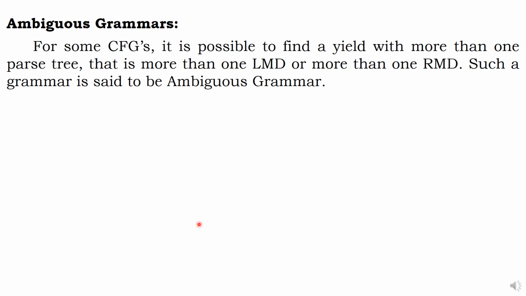What is ambiguous grammar? For some CFG, called context-free grammar, if it is possible to find a yield, meaning result, with more than one parse tree or more than one derivation, maybe through LMD or through RMD, or through LMD only we can achieve two different parse trees, that is, in different directions, such grammar is said to be ambiguous grammar.